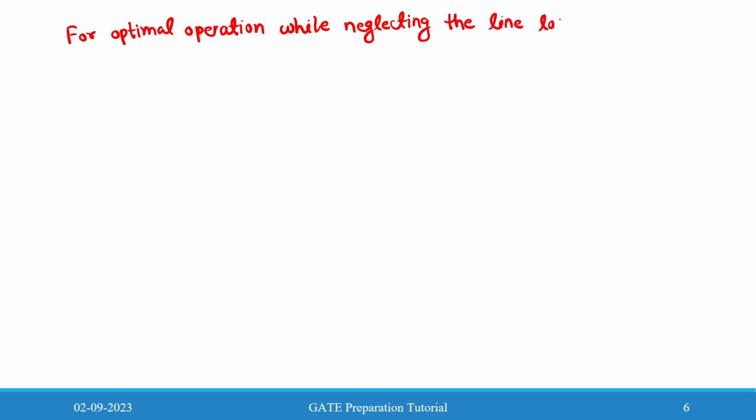So we know that for optimal operation, while neglecting the line losses, what is the condition that needs to be satisfied? Incremental cost should be equal. That is IC1 is equal to IC2. And in this question, it is given as 8 rupees per megawatt hour.